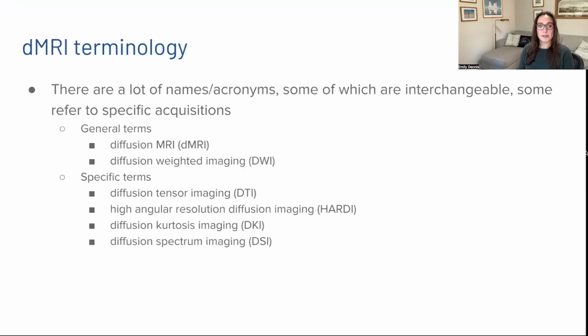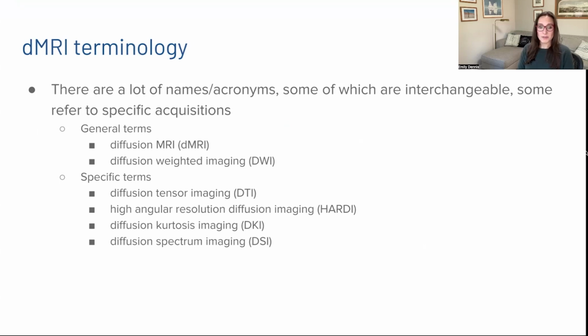So first, some terminology. As with many scientific fields, we've got tons of acronyms, and with diffusion MRI, this is no different. There are a lot of acronyms here, some of which are interchangeable, and some of them refer to specific acquisitions. So the general terms are diffusion MRI or dMRI or diffusion weighted imaging, DWI. These can pretty much be used interchangeably.